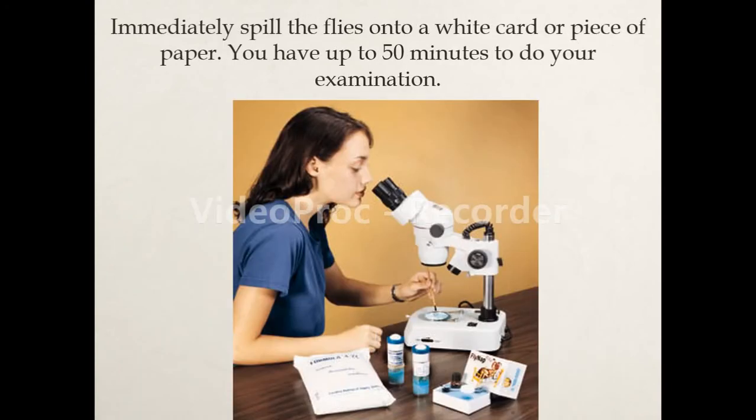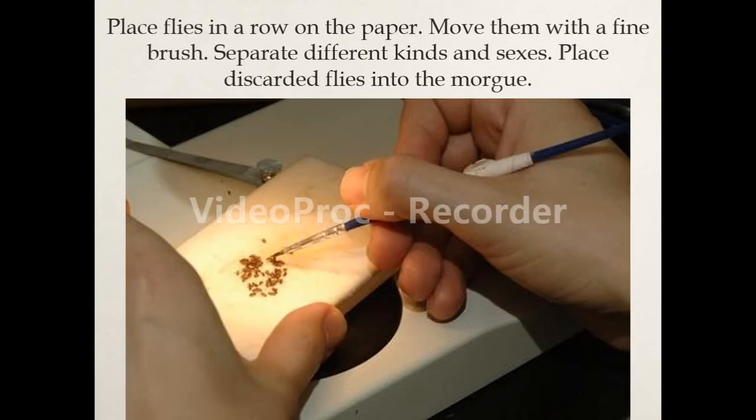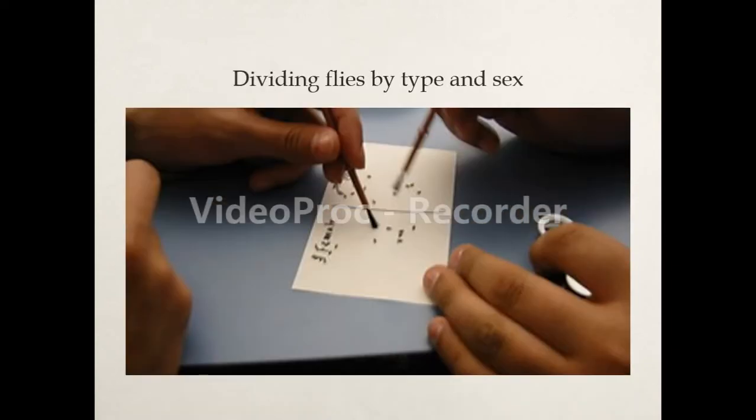So now immediately lay the flies on the paper, and you have 50 minutes. After you anesthetize the fly and it goes into the unconscious state, you only have 50 minutes to study it. So place the flies on paper and move them with a fine brush to separate the different kinds and sexes, and discard dead flies, meaning the flies which have gone into that state, into the morgue. I mean the container for the dead bodies, and similarly you remove these flies into the morgue.